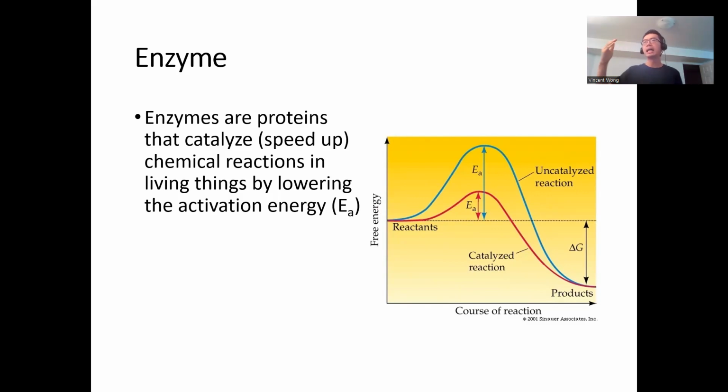It's so high that it would be impossible for you to do in the body. Right? So that's what the enzyme is for. The enzyme is going to lower the energy requirement. You can still do the reaction, but now you don't have to do as much.